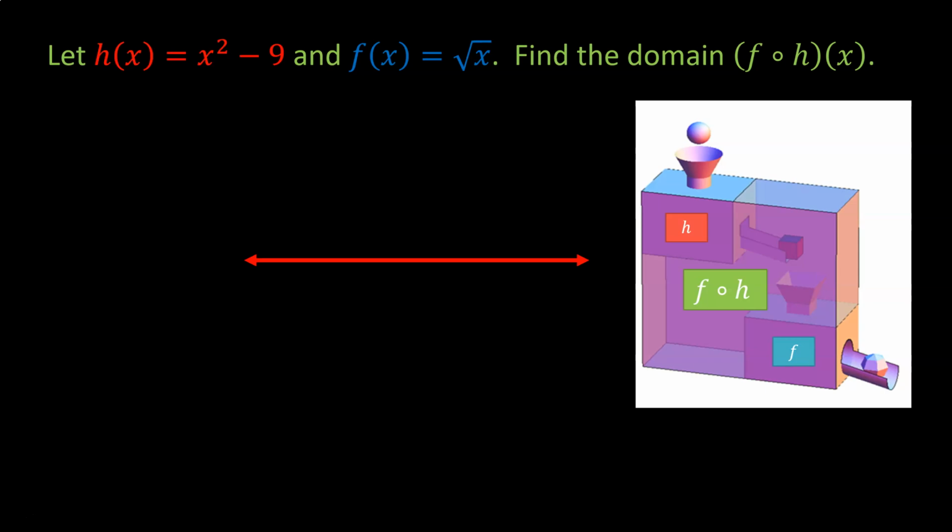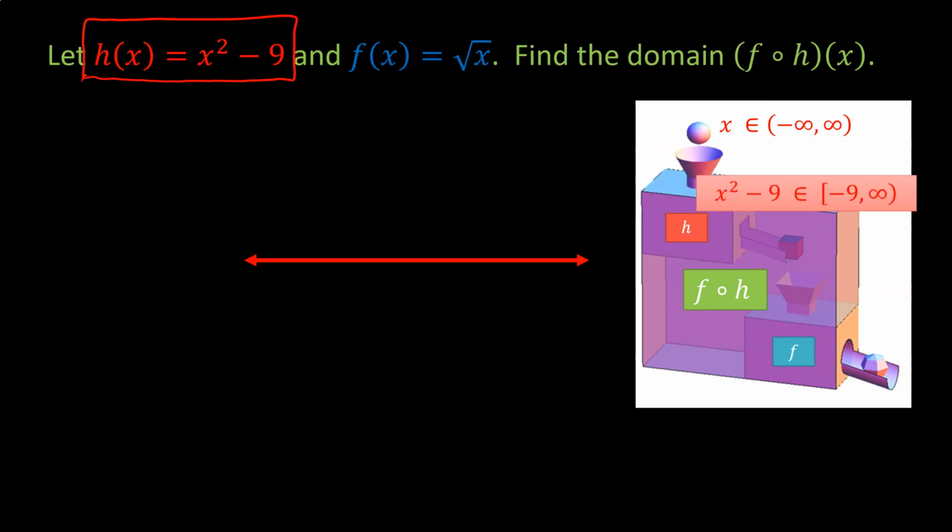All right, here we go. We are going to start with x, which would be inserted into the function h. So it will take all real numbers. In other words, the domain of h is all real numbers. And we are going to insert that into h of x. Since it's x squared minus 9, what we will get out would be negative 9 and higher. All of those values, negative 9 or higher, would be the range of h.